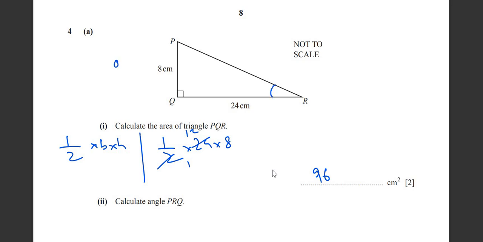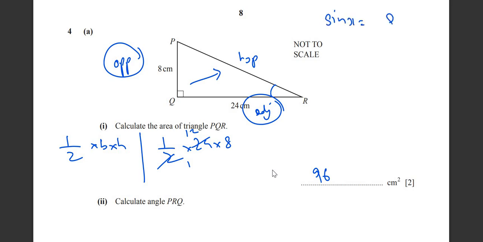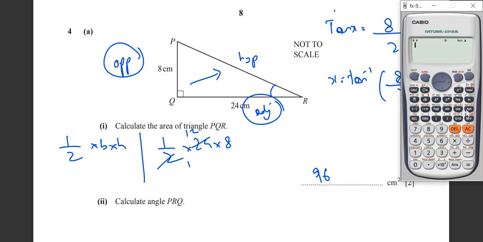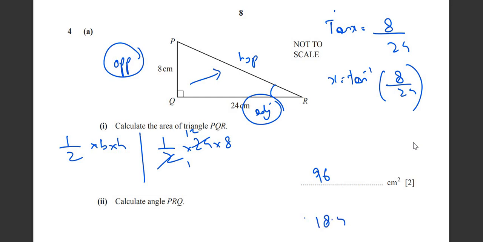Moving on, it says calculate the angle PRQ. They are asking you this angle. So this is opposite, this is hypotenuse, this is adjacent. So opposite and adjacent comes in sine. Sine X is equal to opposite upon, sorry, this is adjacent. We can't use sine. My bad. So we will actually use tan, TOA. Tan X is equal to opposite upon adjacent. X is equal to tan inverse of 8 upon 24. So let me calculate tan inverse of 8 upon 24. We get 18.43. So you can say 18.4 as your answer.